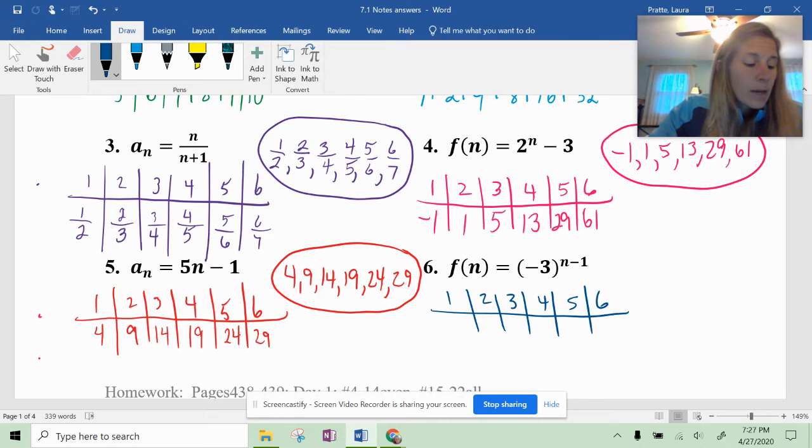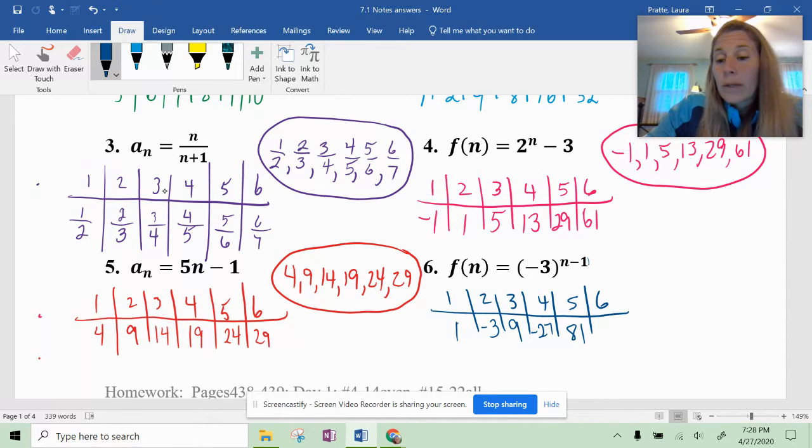Okay, so this one again, exponential. So plugging in the 1 gives us a power of 0, which makes everything equal 1. Plug in the 2, we get negative 3 to the first power, which is negative 3. Plug in the 3, you get negative 3 to the second power, which is positive 9. When you plug in the 4, negative 3 to the third power, which is negative 27. Plug in the 5, negative 3 to the fourth power is 81. And then when you plug in the 6, negative 3 to the fifth power is negative 243. So your first 6 terms are 1, negative 3, positive 9, negative 27, positive 81, and negative 243.